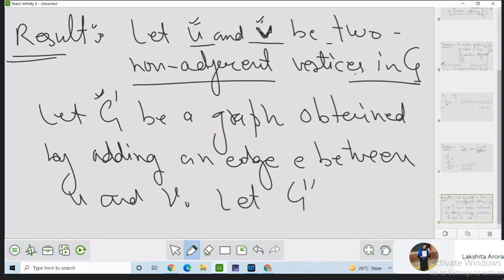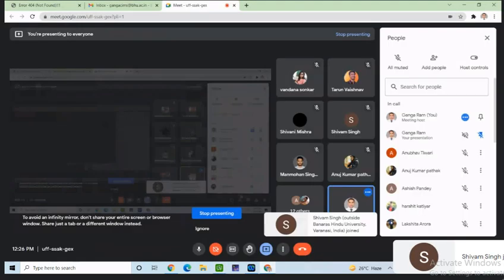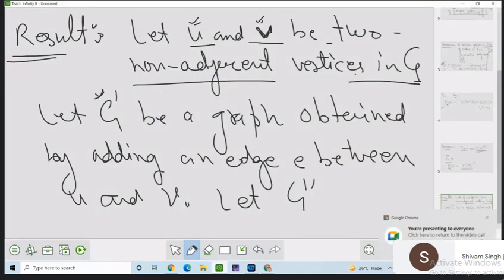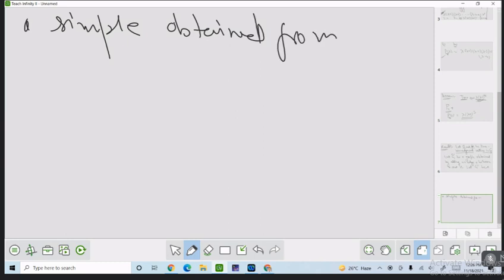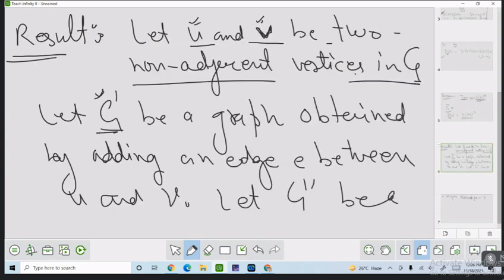Again, let G double prime be a simple graph. What is a simple graph? No self loop and no parallel edge. It is also obtained from G. First we obtain G prime, second we obtain G double prime.